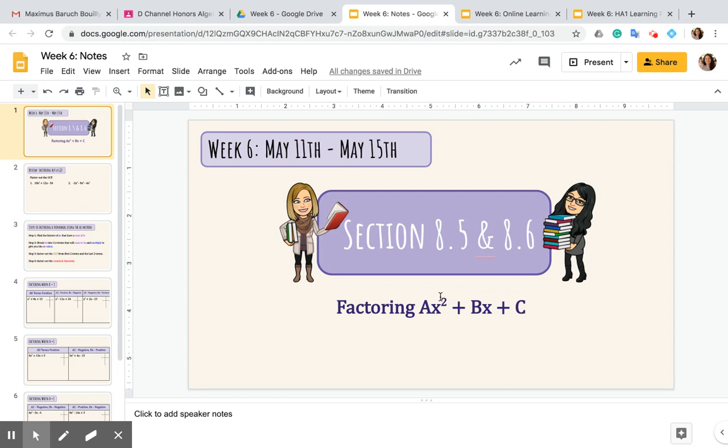Quadratic implying the highest degree term is going to be an exponent of 2. So highest degree is going to be 2, and trinomial implying that we're going to have 1, 2, 3 terms. And as a review, this polynomial here is technically written in standard form. The degrees are decreasing as you read it left to right.